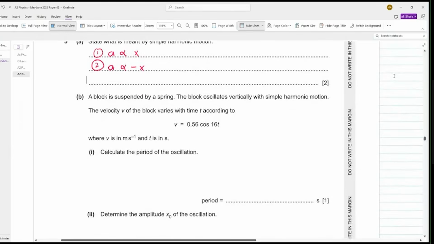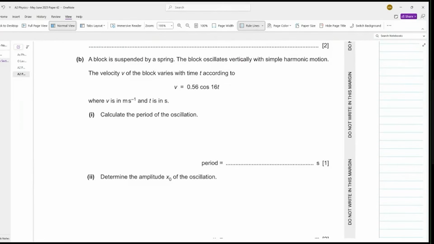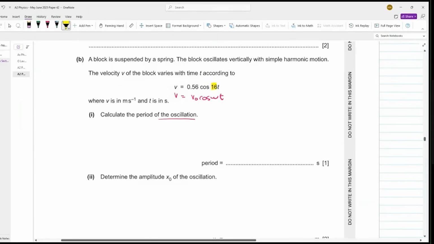Okay. A block is suspended by a spring. The block oscillates vertically with simple harmonic motion. The velocity v of the block varies with time according to this formula. Okay, so this is the equation of velocity. Calculate the period of the oscillation. बेटा वेलोसिटी की इक्वेशन किस तरह लिखी जाती थी? v is equal to v naught cos w t. Can you realize w is equal to what? w is equal to 16. So you can say w is equal to 16.